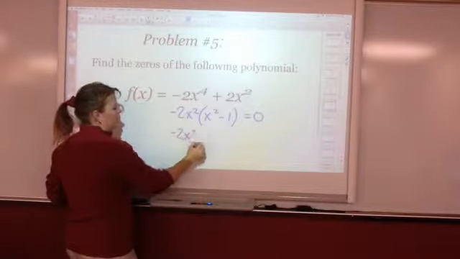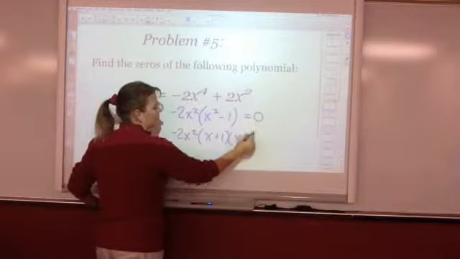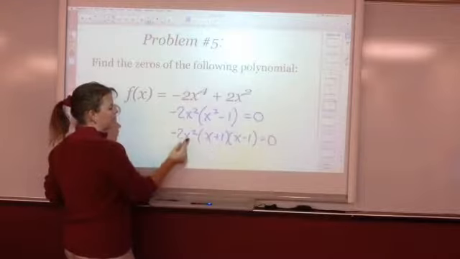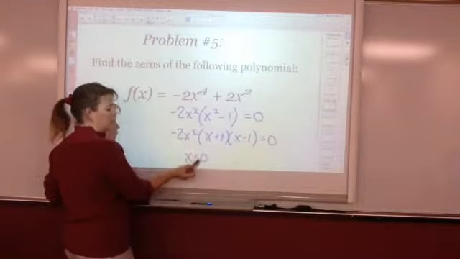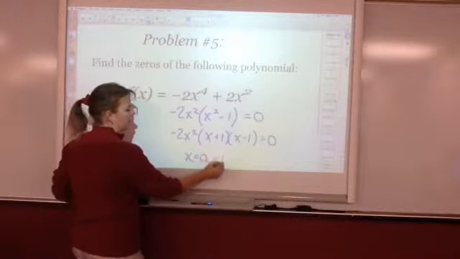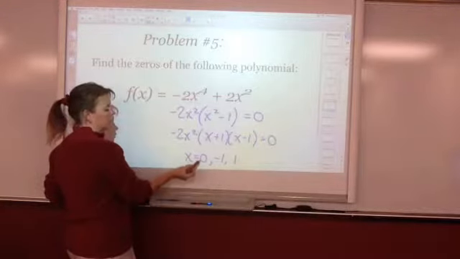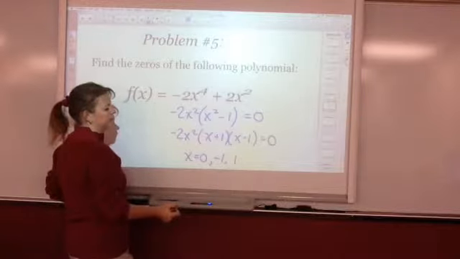Negative 2x squared, you can factor this. It's a difference of 2 squares again, x plus 1, x minus 1. Solve each term separately. There are 2 zeros here, or you could say x equals 0 with a multiplicity of 2. You've got 1 there and 1 there as the solution of that. Your 4 zeros. 0 twice, negative 1 and 1.